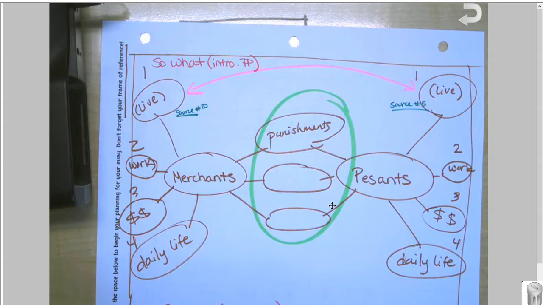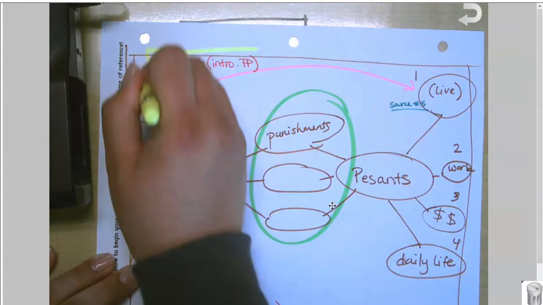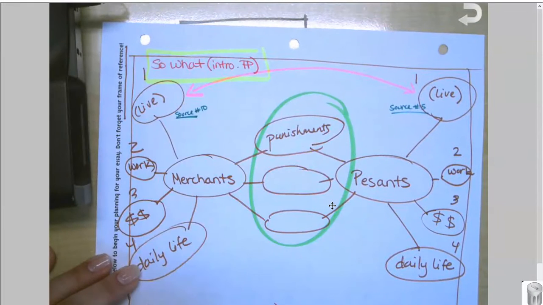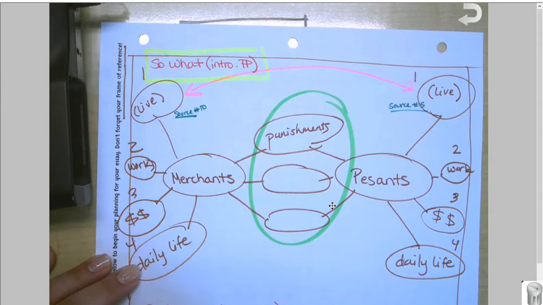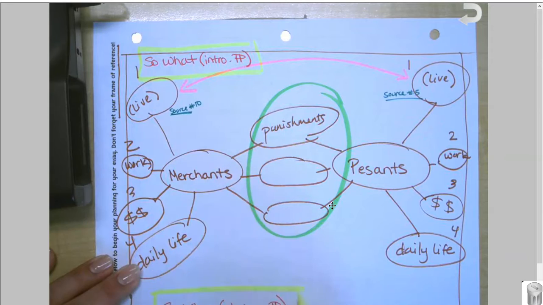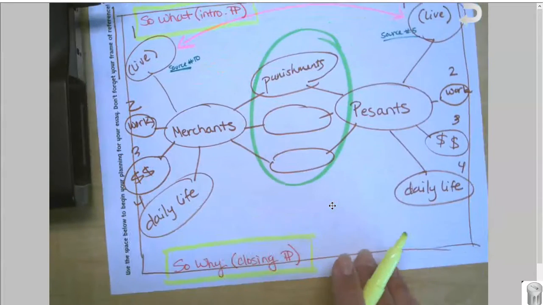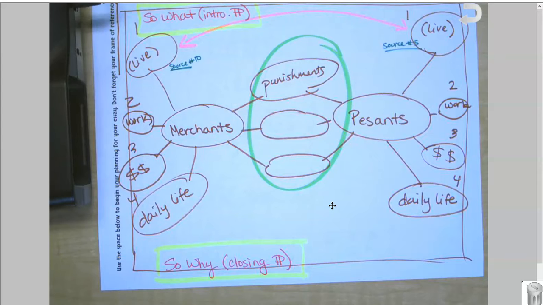And then those important parts here, as I mentioned, the so what, which is your introduction paragraph. What are you talking about? How are you going to hook the reader? What are the two topics? And then the so why at the bottom. Your closing paragraph, explaining why this is important, reminding me of the two topics that you discussed.